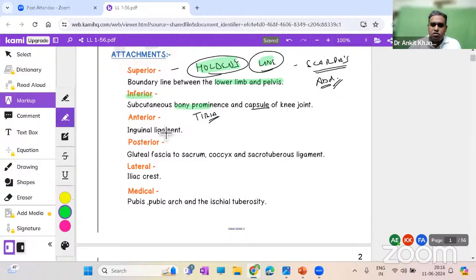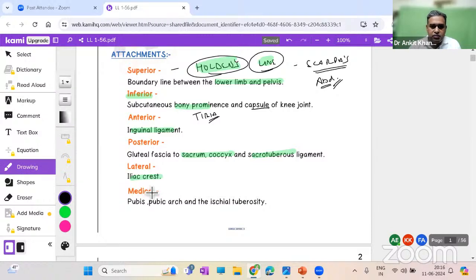Anteriorly, you can see the attachment goes to the inguinal ligament. Behind, it attaches to the lower part of the vertebral column, that is the sacrum or the sacrotuberous ligament. On the sides, it is attached to the iliac crest, and medially, it is attached to the pubic arch.